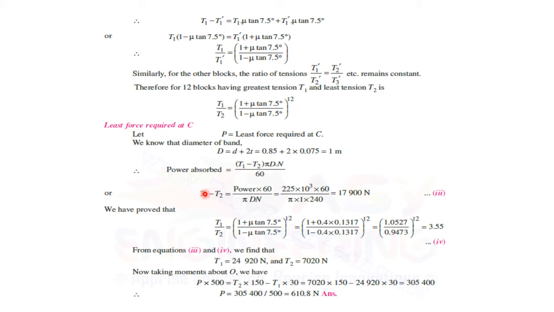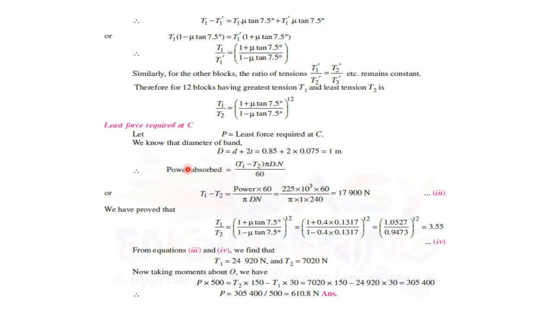What will be the radius of braking torque? First we have considered what will be the diameter. Diameter D is equal to the diameter of drum plus 2 times t, the thickness of block, because one block is on the left side and the other block is on the right side. Therefore, two blocks are added. Here we have to write 2 times t. Then it comes 1 meter and radius will be 500 mm.